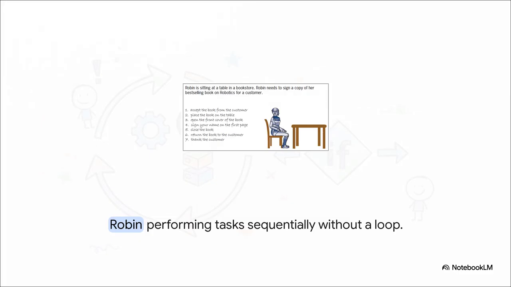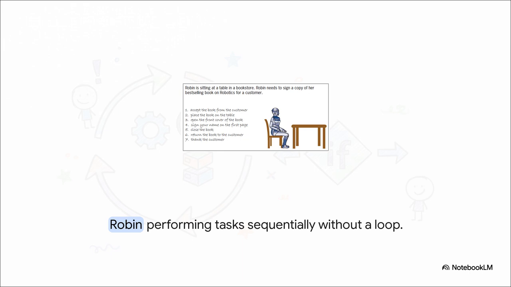Before we even look at any code, let's step back and imagine a practical real-world scenario to see why we desperately need loops. Meet Robin the robot. Robin is programmed to sign a copy of her best-selling book for a customer. Without a loop, Robin operates totally sequentially. Step 1, accept the book. Step 2, place it on the table. Open it, sign it, close it, return it, and, finally, thank the customer. That's 7 distinct instructions for one person.